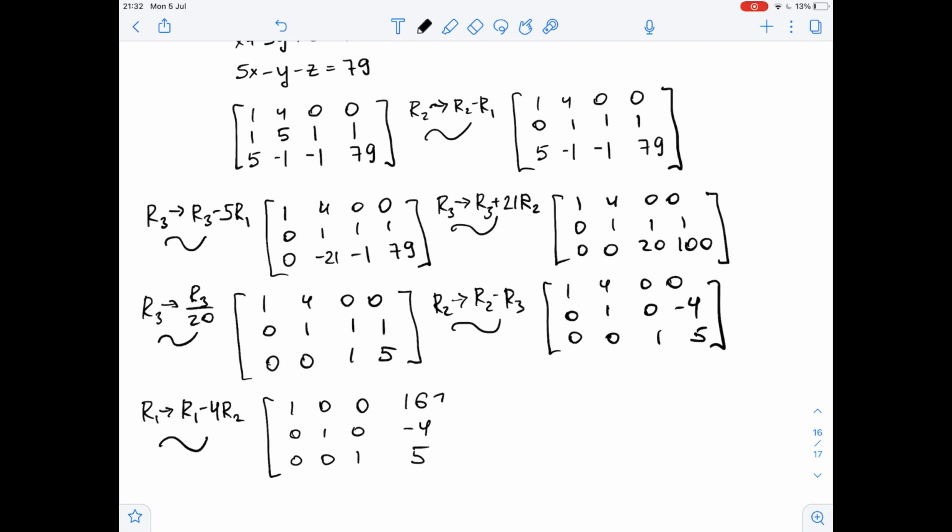As you can see, we have reached the reduced row echelon form. So now we see that x equals 16, y equals -4, and z equals 5.